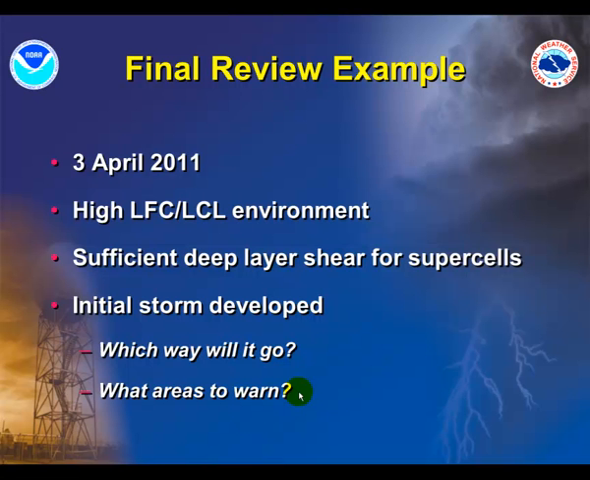As a final example of just going through this process, this is from 3 April 2011. This was an example with a high LFC, high LCL environment. We had sufficient deep layer shear for supercells. The initial storm developed, and we have to ask which way will it go, what areas to warn.